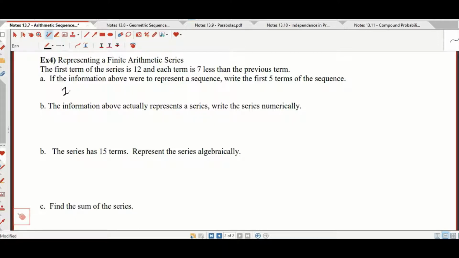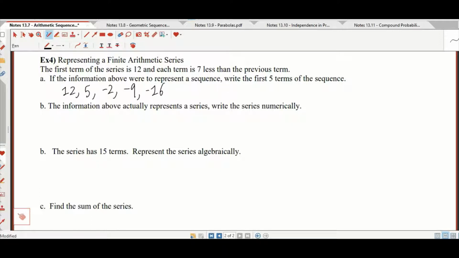So that would be 12, comma, and then 12 minus 7, it would decrease by 7. That's what it said. 12 minus 7 is 5. Then you'd take 7 away from that, negative 2. Take 7 away from that, negative 9. Take 7 away from that, and that's going to be negative 16. Those are the first 5 terms of the sequence.